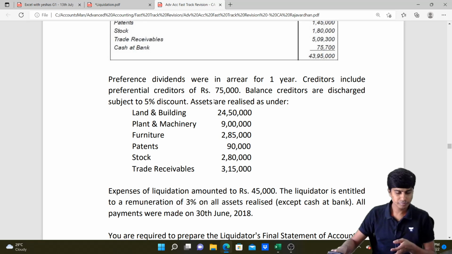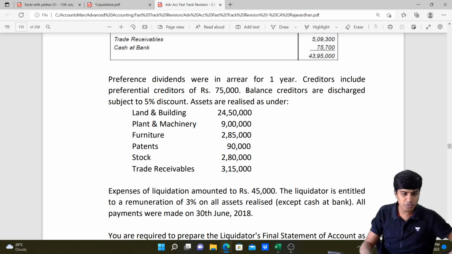Creditors include 75,000 preferential creditors. The creditors we have here, 8 lakh 50, out of this 75,000 is preferential creditors. The balance of 7 lakh 75 will be normal creditors, and they're saying the normal creditors are subject to 5% discount. So we'll pay them 5% less than what we're supposed to pay. And the assets' realized values are also given. Expense on liquidation is 45.